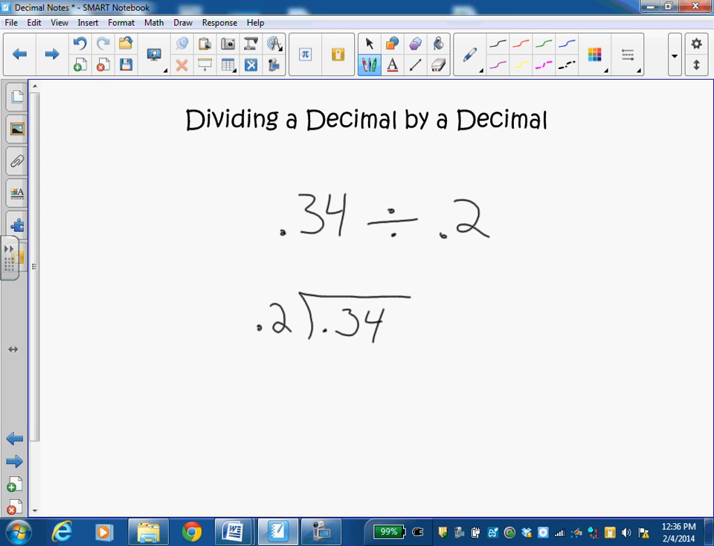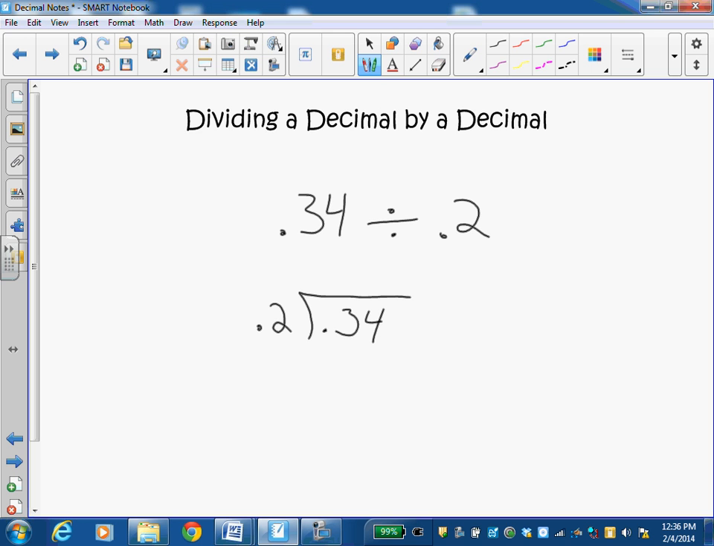Now this is going to look very similar to the steps that we have already learned how to do. In fact, there really are no new steps for dividing a decimal by a decimal. Once you've learned how to divide a decimal by a whole number and divide a whole number by a decimal, you've learned all the steps that you need. Now we're just combining them to solve this problem.